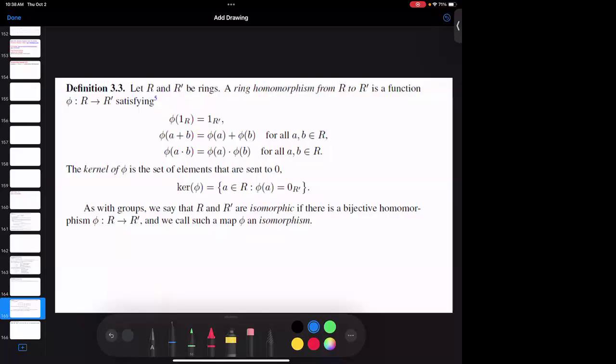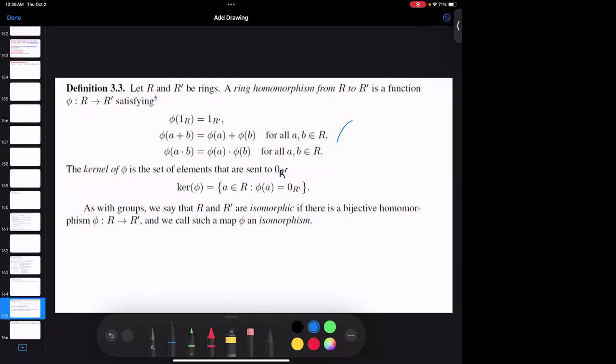Okay, so the kernel of phi is the set of all elements that are sent to 0, that are sent to the additive identity. So the kernel of phi is all a in R such that phi of a goes to 0. Now you have to be very careful as to which 0. So this over here, really, let's call that 0_R prime. Because there are two zeros at play.